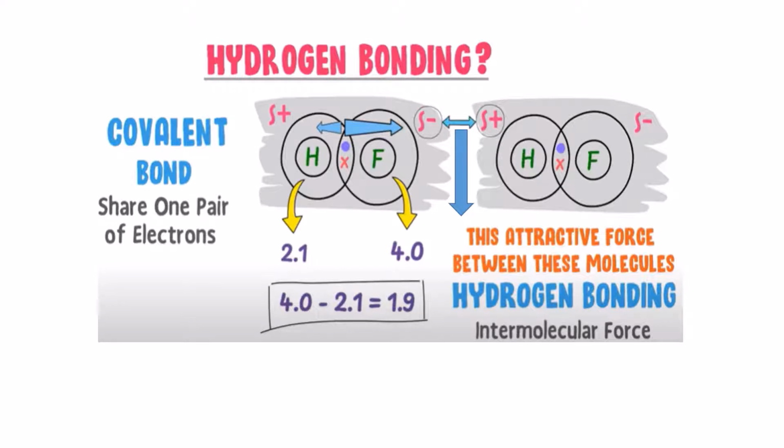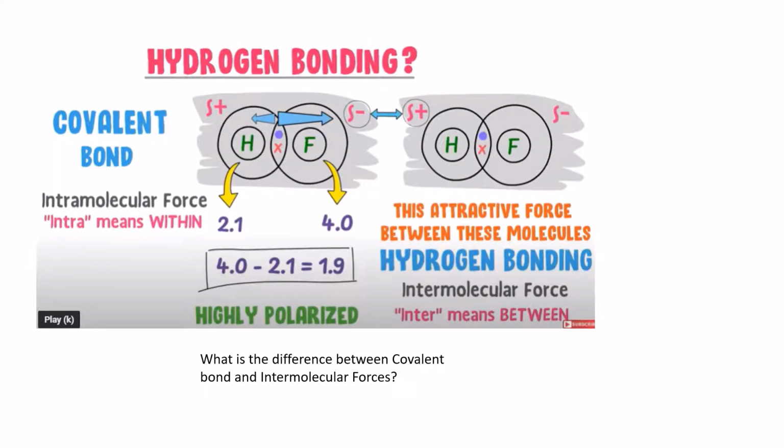Hydrogen bond is not a chemical bond, but rather it is an intermolecular force. Intermolecular force is the attraction of forces from different sources or from outside, whereas covalent bond is an intramolecular force, or the force from within.